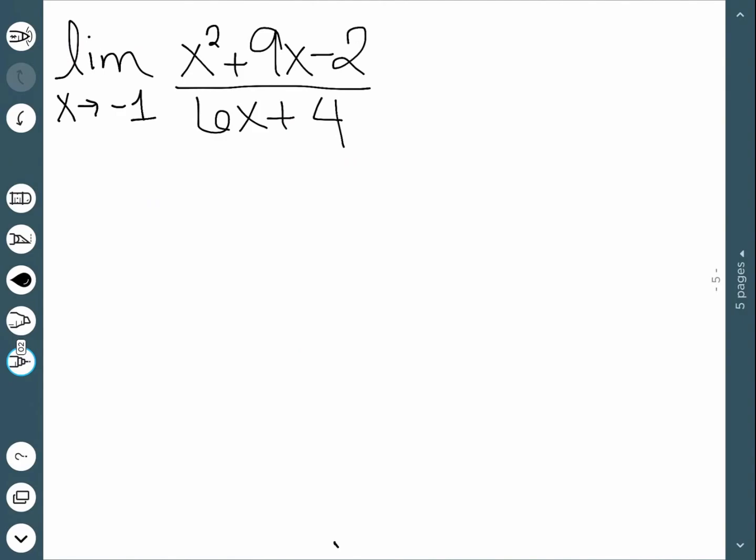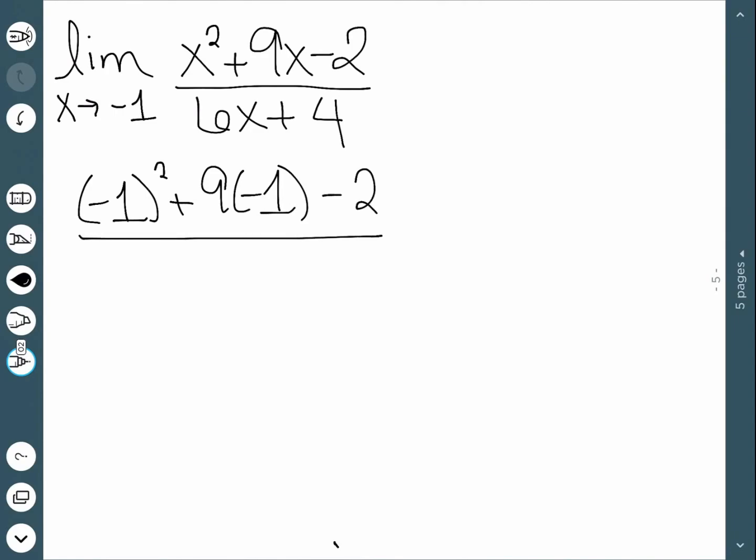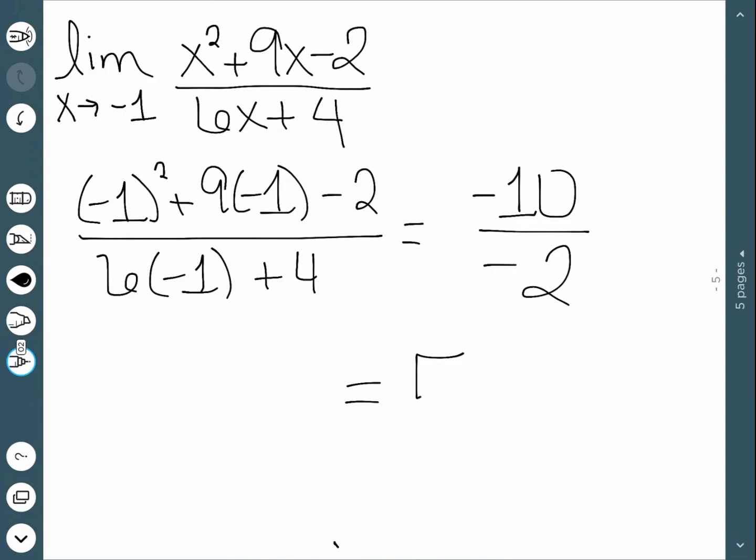The limit as x approaches negative 1 of x squared plus 9x minus 2 all over 6x plus 4. Well, I said that we can stick in the number provided it's a polynomial, and this isn't really a polynomial. But we can still just stick in negative 1. One of the rules said that we could take the limit of the top and then the limit of the bottom and divide them, and the top is a polynomial and the bottom is a polynomial. So now I have negative 1 squared plus 9 times negative 1 minus 2 all over 6 times negative 1 plus 4. When I work this out, the top ends up being negative 10 and the bottom negative 2, so my limit is just 5.